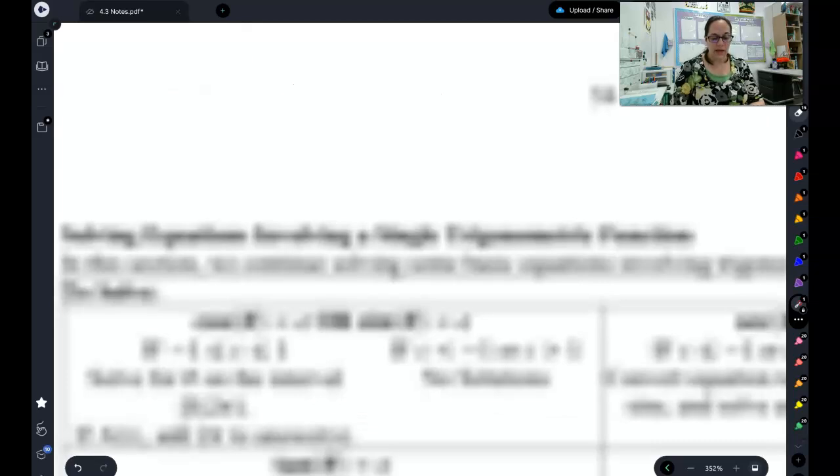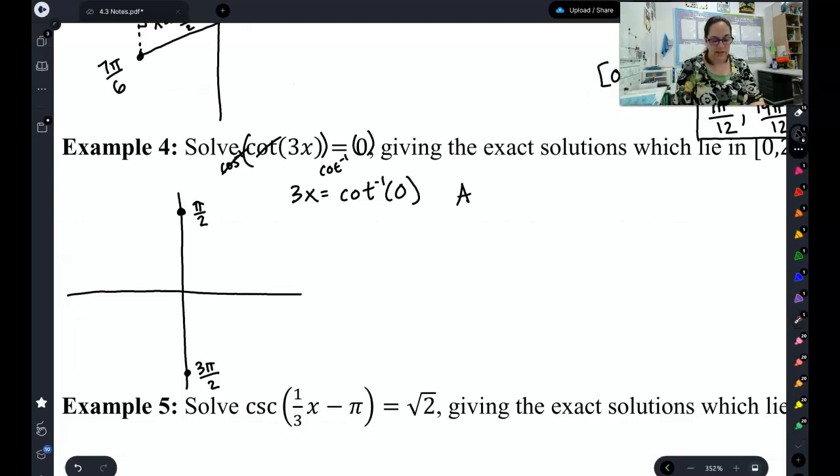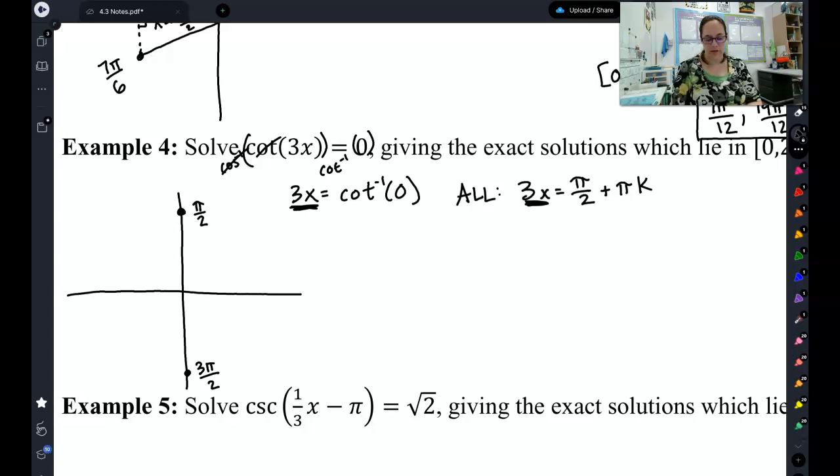So same thing we did last time. We're going to start by listing the all answers and set these equal to 3x because that's what I've got. Now if I listed these answers as all, I could do pi halves plus 2 pi k and 3 pi halves plus 2 pi k, or because they are exactly pi apart, I could just say pi halves plus pi k. And that's going to give me all my answers.